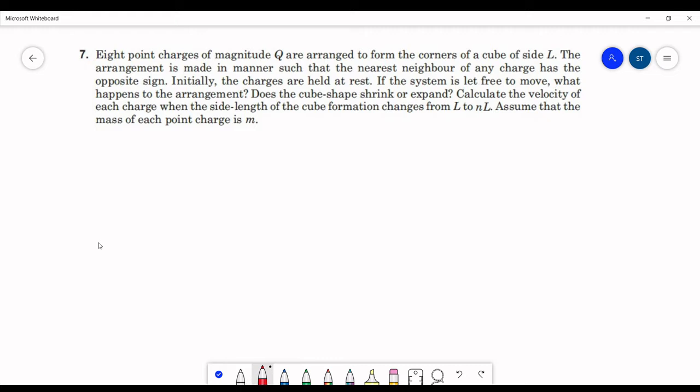Will the cube shape shrink or expand? Calculate the velocity of each charge when the side length of the cube formation changes from L to NL. Assume that the mass of each point charge is capital M. So first let us make the cube with the given conditions.